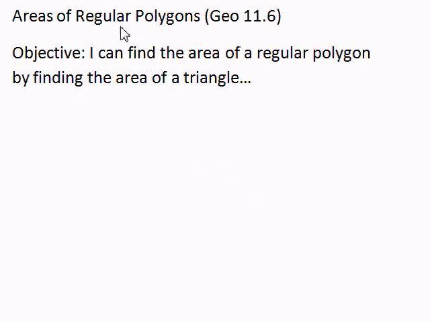Hello, welcome back. Today we're going to be finding the areas of regular polygons. The objective is you can find the area of a regular polygon by finding the area of a triangle. Now that sounds a little weird, but by the end of this video, just finding the area of a triangle will allow you to find the area of a regular polygon.